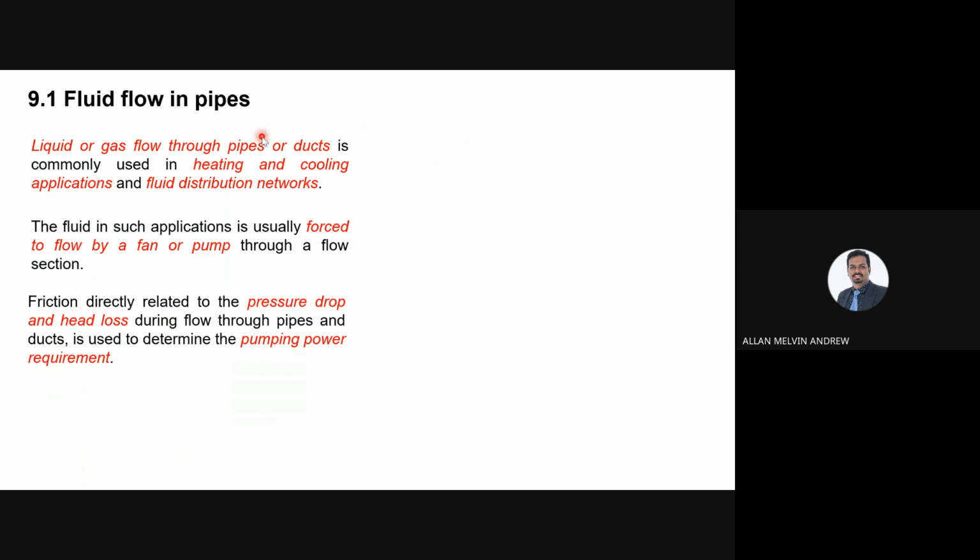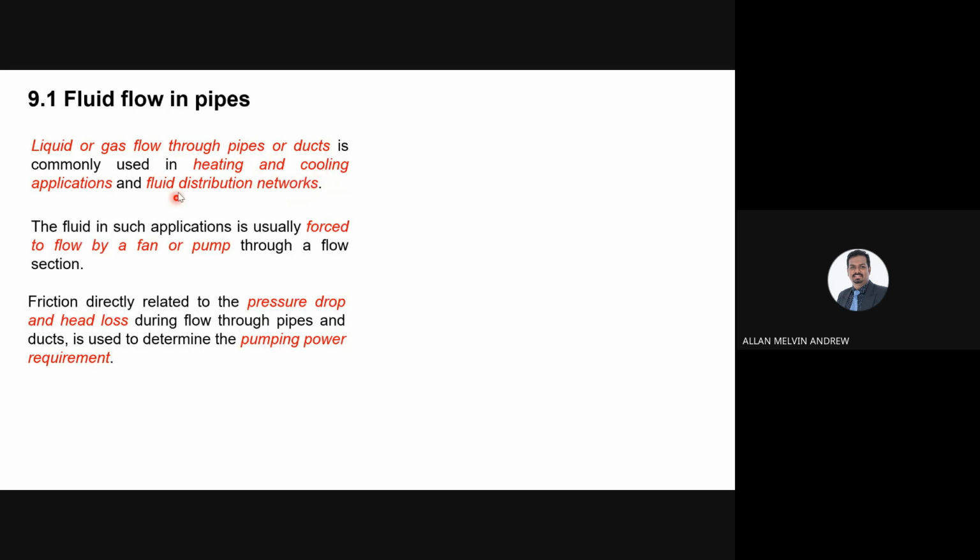Okay, so 9.1, fluid flow in pipes. Liquid or gas flow through pipes or ducts is commonly used in heating and cooling applications and fluid distribution networks. So we can see the types of pipe and also duct. Normally pipe will be for liquid, and for gas normally we will use ducts. We can see that in our daily life, in our house, in our university, in outside applications. Pipes and ducts are common heating and cooling applications, and also fluid distribution networks that are available around us.